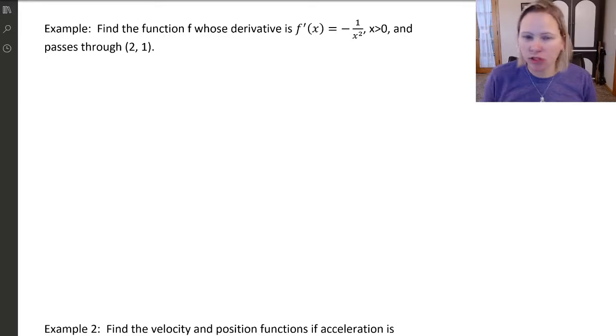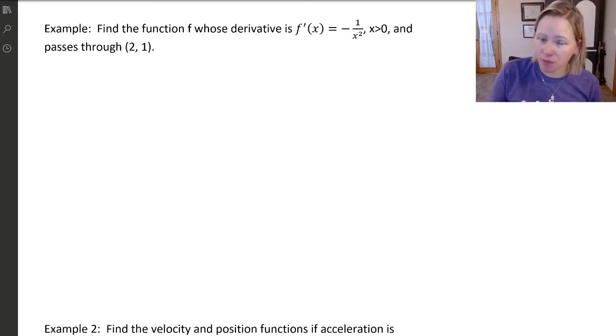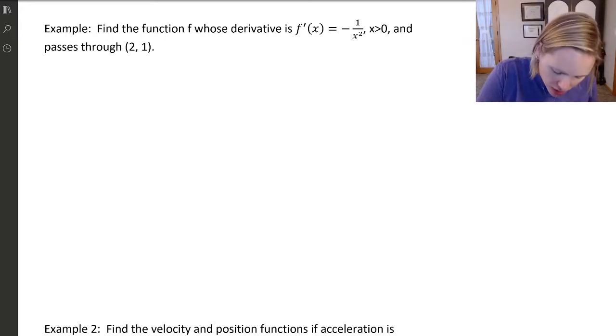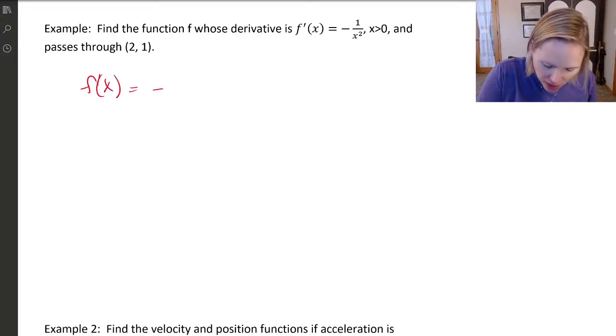Now remember, when we're trying to find derivatives or antiderivatives, we really don't like fractions. Fractions are great when we're finding maxes and mins, as we saw in a previous video. But here, when we're doing derivatives or antiderivatives, we don't like fractions. So the first thing I'm going to do is take f prime of x and rewrite it as negative x to the negative 2.